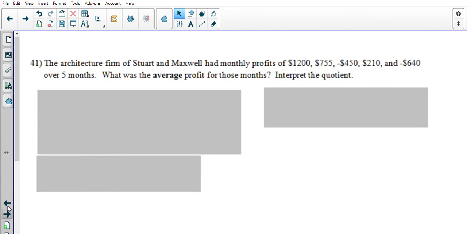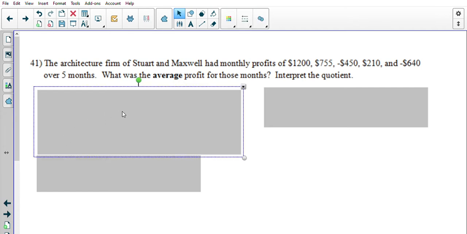All right, number 41. We've got one more of these. I am going to stress this one's a little higher level. I normally, when we do this in class, say you can use your calculators for this problem, because in reality, you wouldn't be calculating these more than likely by hand. So let's find the sum of these amounts.